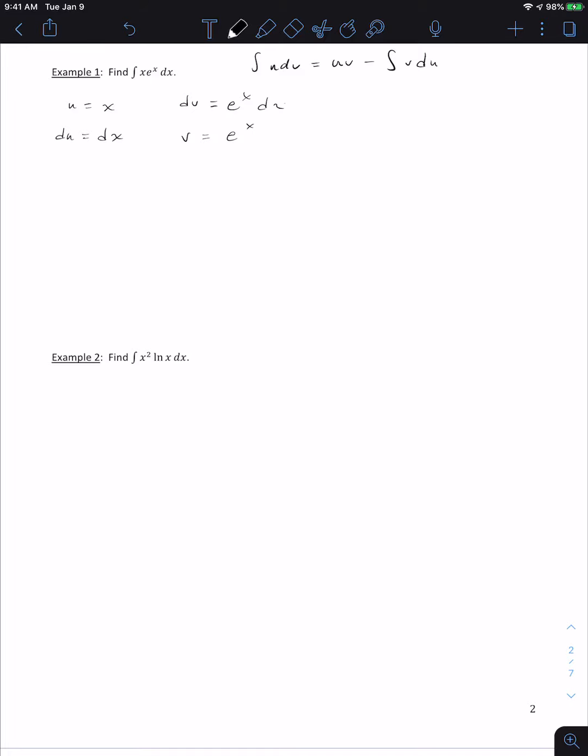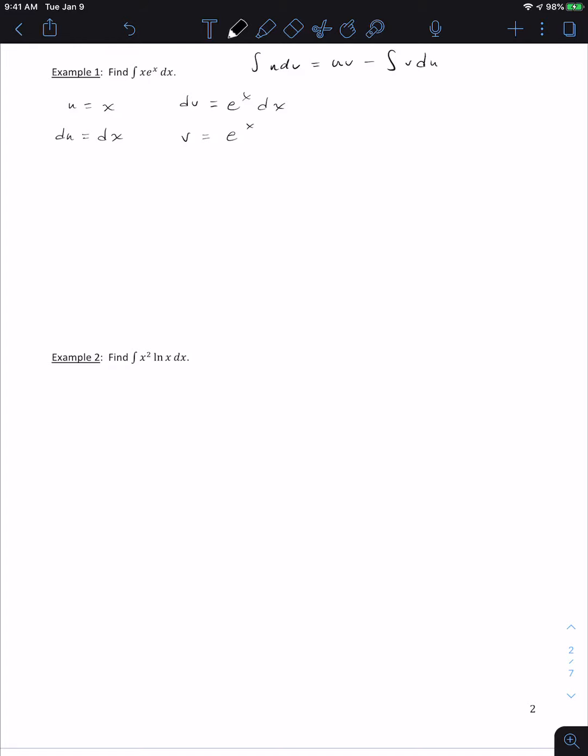And I should put dx here. So notice when I pick dv, the dv should have the dx part, because when I integrated it, I need that dx. And once I take the derivative, the du should have the dx on it, because when I take the derivative, we gain the dx back. All right, that's just notation wise.